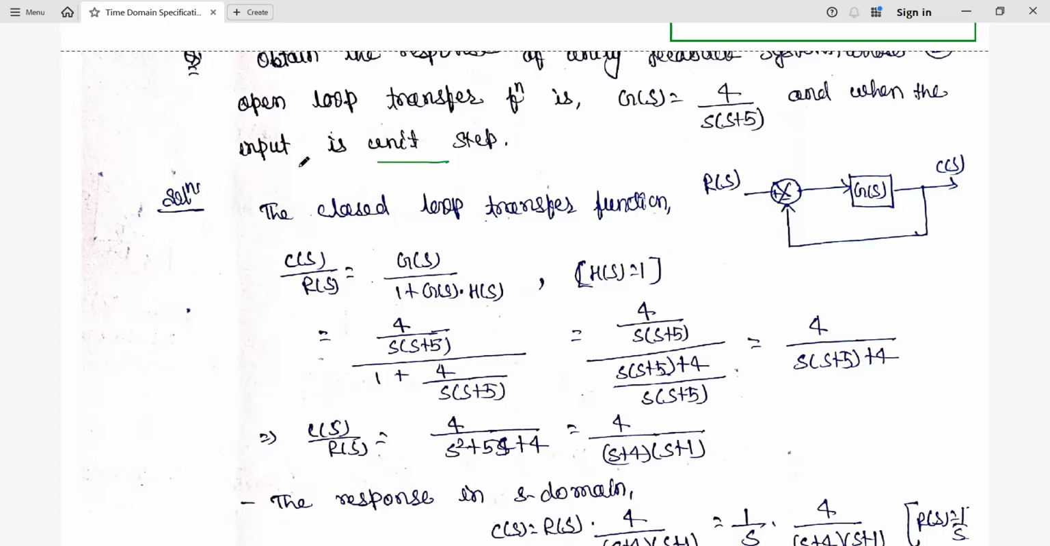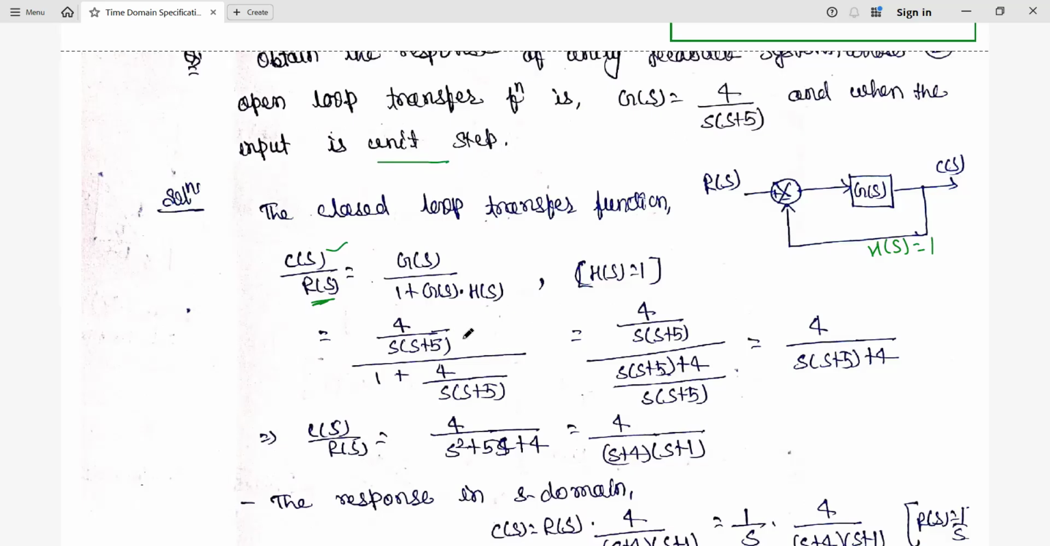For the given transfer function, first of all, we need to obtain the closed loop transfer function. Here it has unity feedback, so H(s) = 1. This is the standard formula for the closed loop transfer function, C(s) upon R(s), where R is the input and C is the output: G(s) upon 1 plus G(s) into H(s).